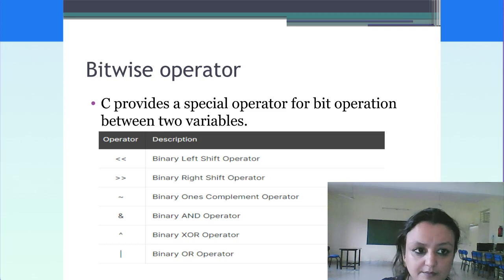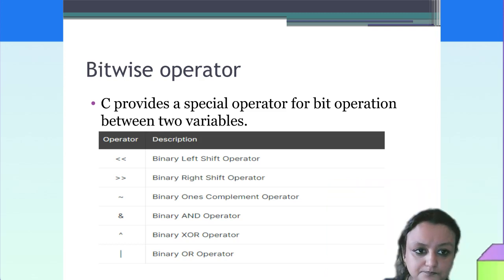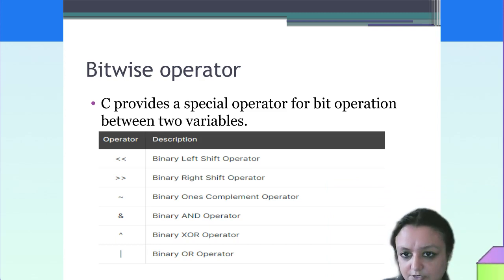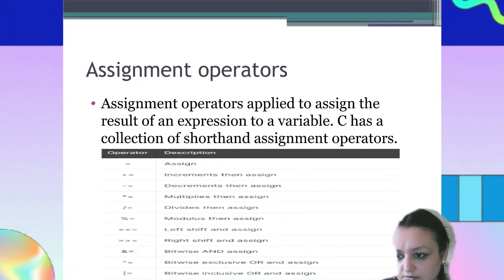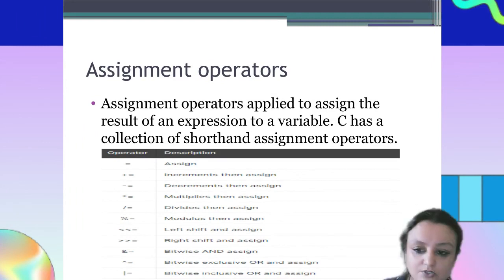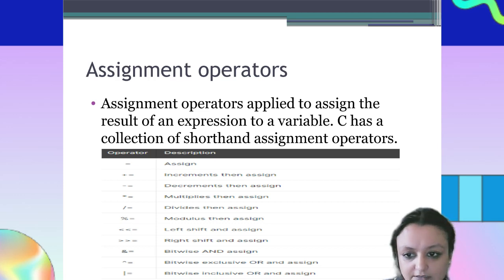Then coming to the next part, after the bitwise operators, the next type of operator is the assignment operator. As the name suggests, assignment will always assign a value. It is plus equals, minus equals, multiply equals. These are all the assignment operators. Assignment is always followed by an equals sign. You can see it on the screen.